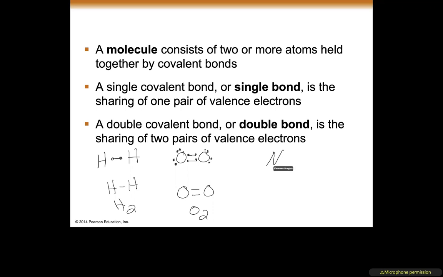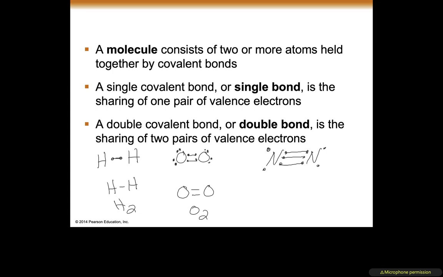Nitrogen has 5 valence electrons. Okay, 1, 2, 3, 4, 5. 1, 2, 3, 4, 5. Okay, so you will get a share here, a share here, and a share here. So when you do that, let's go ahead and I'm going to do some highlighting for you.